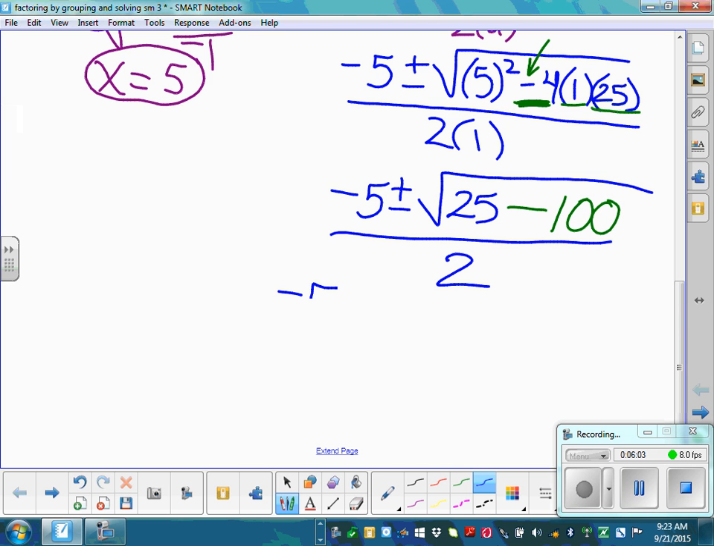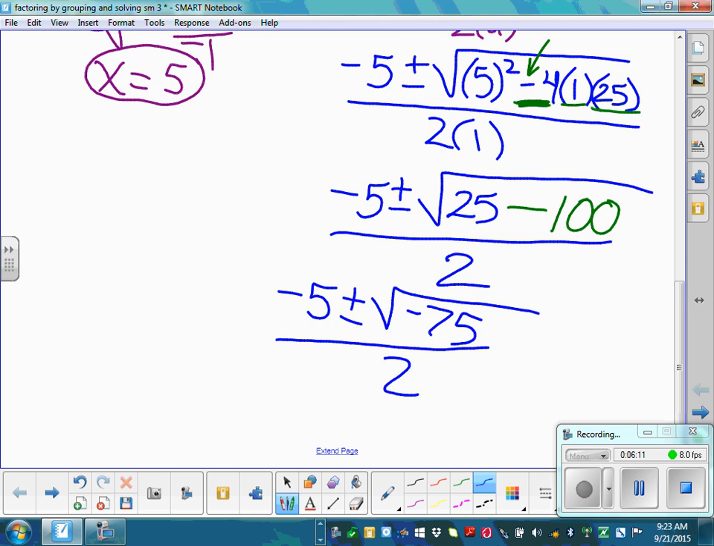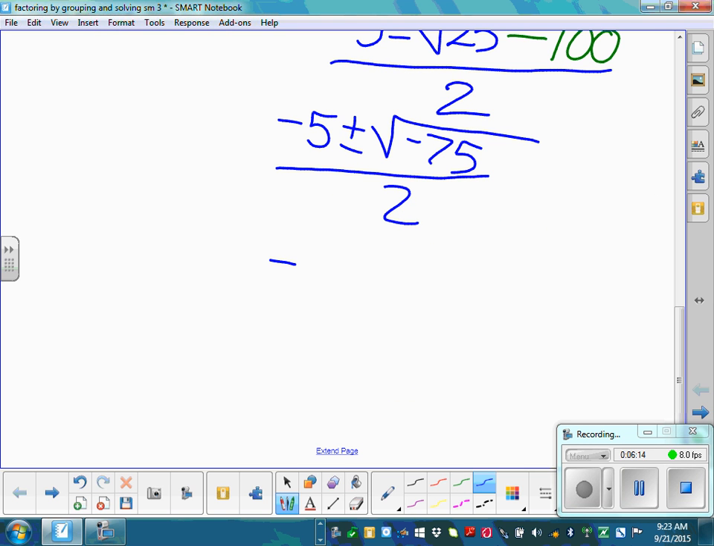So we have -5 plus and minus the square root. What's 25 minus 100? -75 all over 2. Continuing to simplify. Now this is where we go up to the side and say, can this piece simplify any further? So I'm going to go over here. The square root of -75.